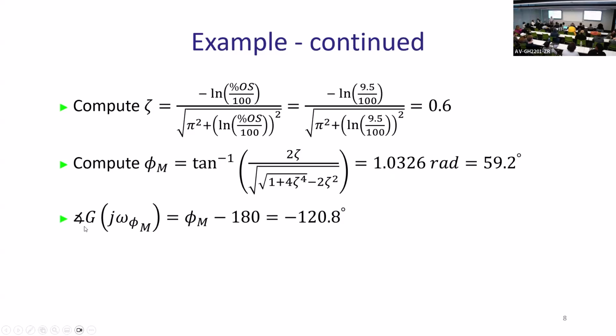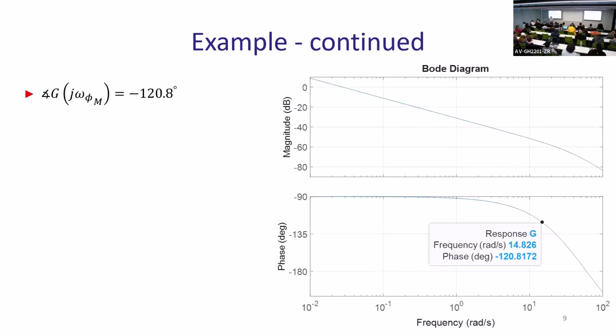Now I'm computing the angle where it's supposed to happen. I'm looking for that angle, which will give me negative 120 degrees. Okay, so let's go back to our Bode plot. What I'm doing, practically, is looking back at the Bode plot and tracing the line of the phase until I get to the point of approximately negative 120.8.